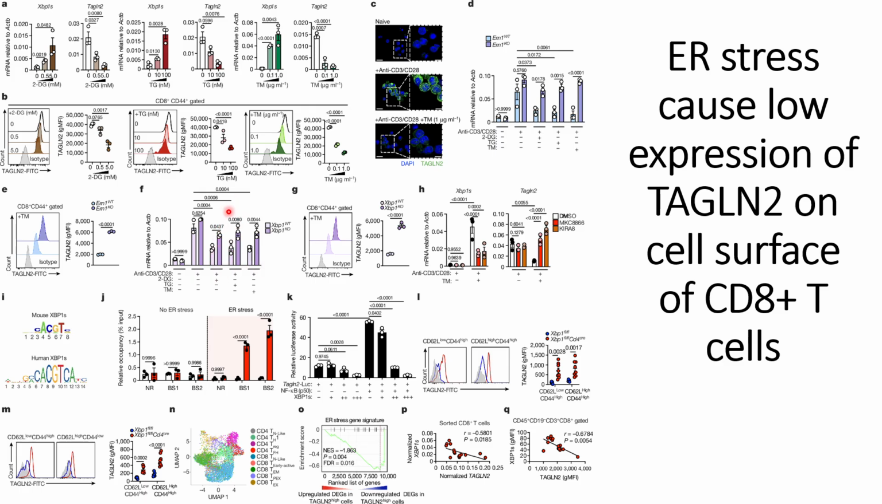When the XBP1 knockdown is there in the mouse models or in the cells, they see high expression of TAGLN2. This indicates that it is XBP1 that has a direct relationship with TAGLN2 expression, as IRE1 first activates XBP1 and then it causes the downregulation of TAGLN2 expression.